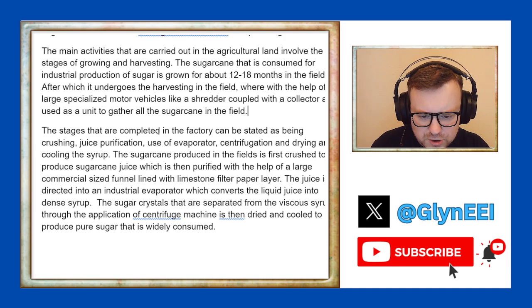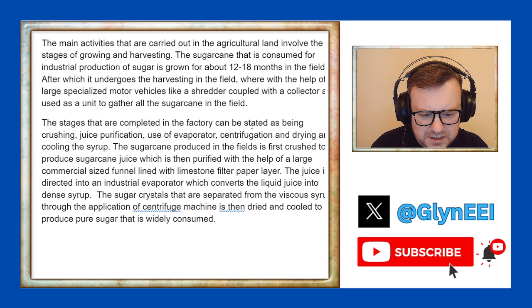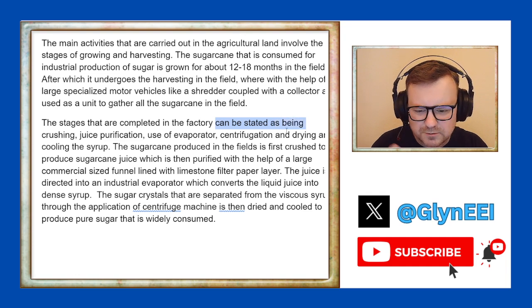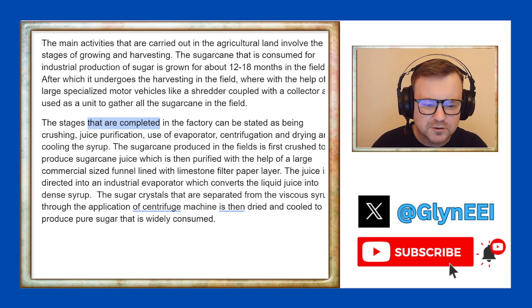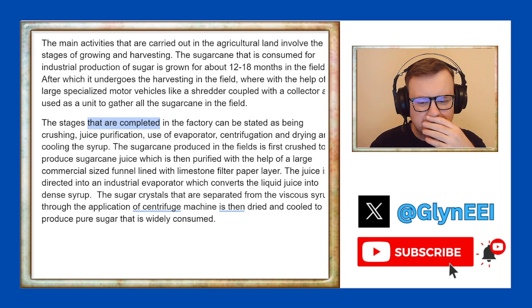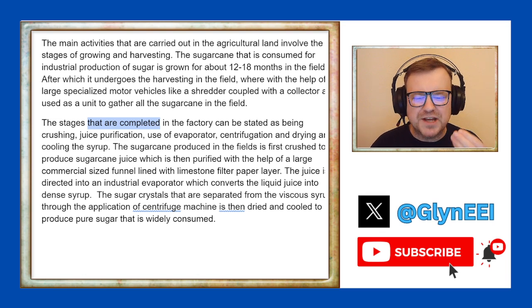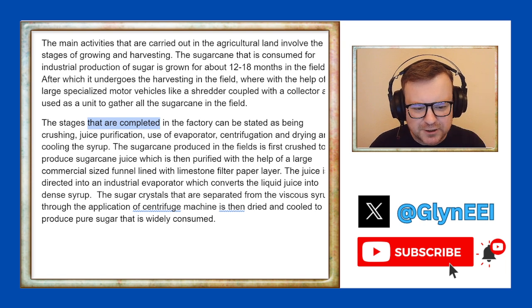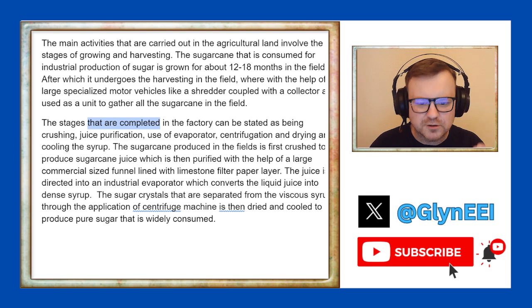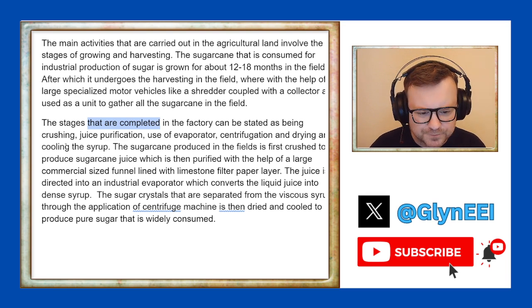Okay, the stages that are completed in the factory can be stated as being, we don't need all of this, again, we can shorten it. The stages in the factory include crushing, right? We can again cut down our word count and we can make it less busy in terms of our language. We want efficiency, efficient language. The stages in the factory include crushing, juice purification, and so on.